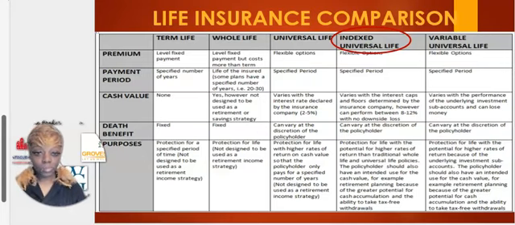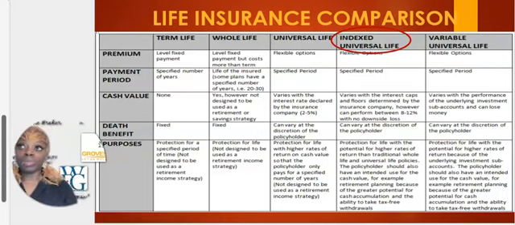So the purpose of the Index Universal Life is protection for life with a potential for higher rates of return than a traditional whole life insurance or a universal life insurance. The money that you put in this account, you will gain more interest, making your money work for you more in this account than a whole life and a universal life.